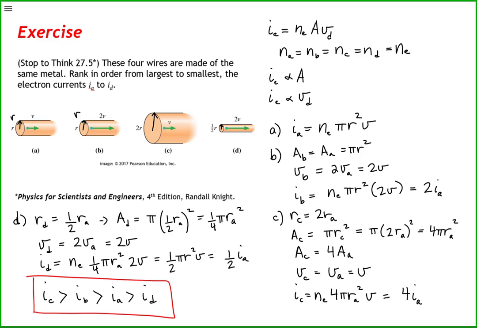And notice the electron current depends not only on the properties of the material, not only on the fact that it's a particular metal, but on the cross-sectional area through which those electrons are moving and the drift speed. And drift speed is a property of the metal.